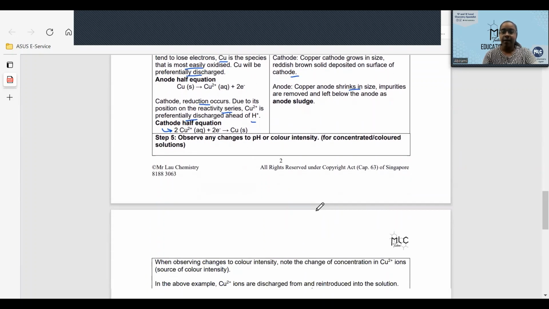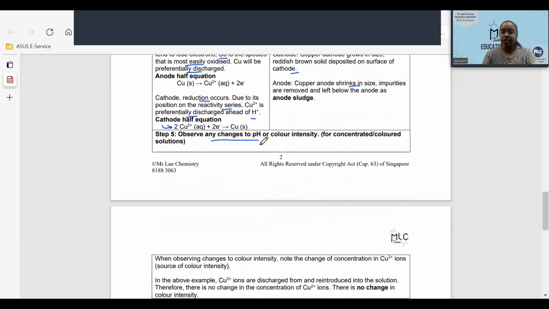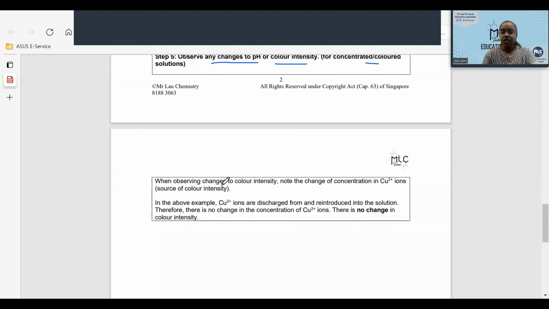The last step is to observe any changes to pH or color intensity. And this is for concentrated or colored solutions. When observing changes to color intensity, note the change in concentration of Cu2+ ions. And this is the source of the color intensity.